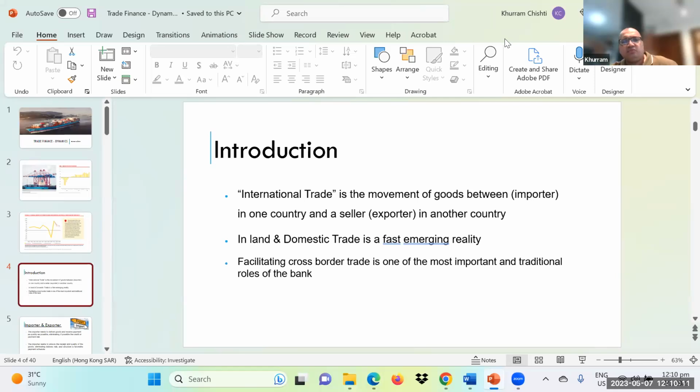So basically trade via the domestic land route is also becoming a reality. And facilitating cross-border trade is one of the most important things. So what do the banks do? What do the banks do?